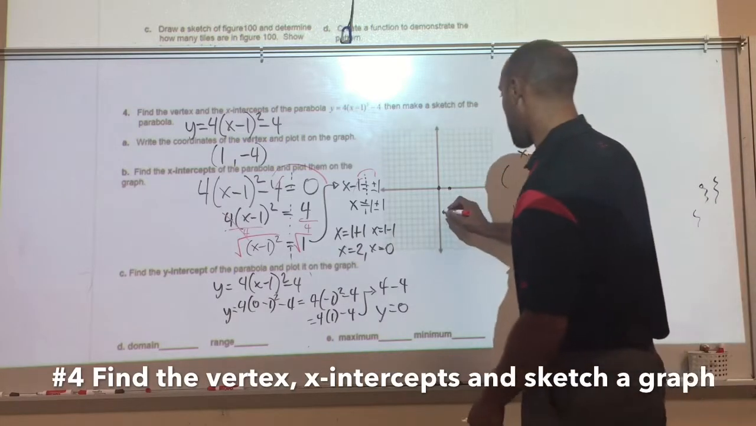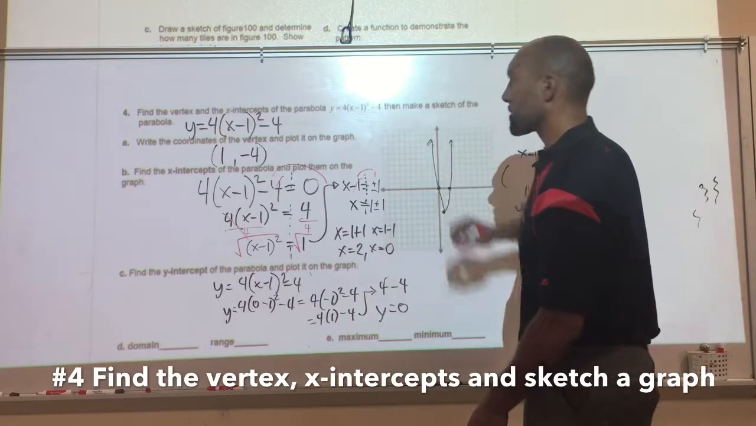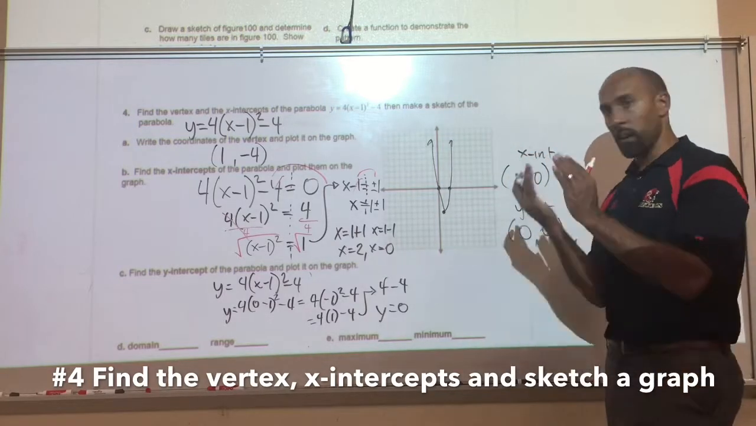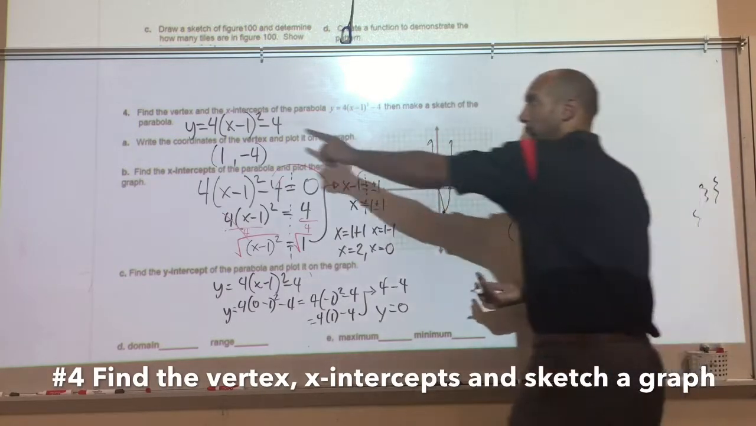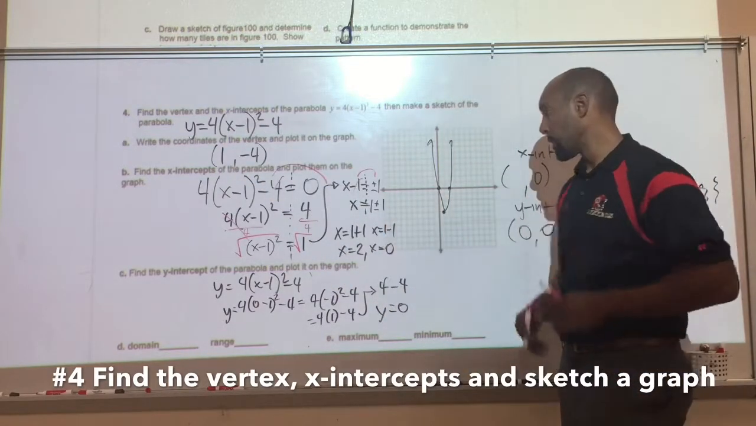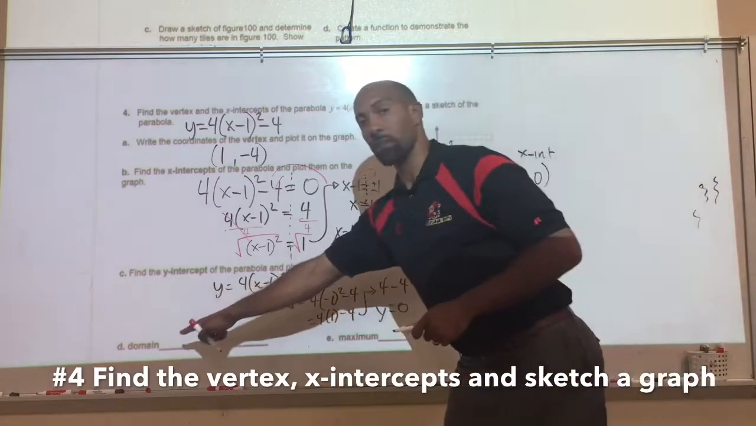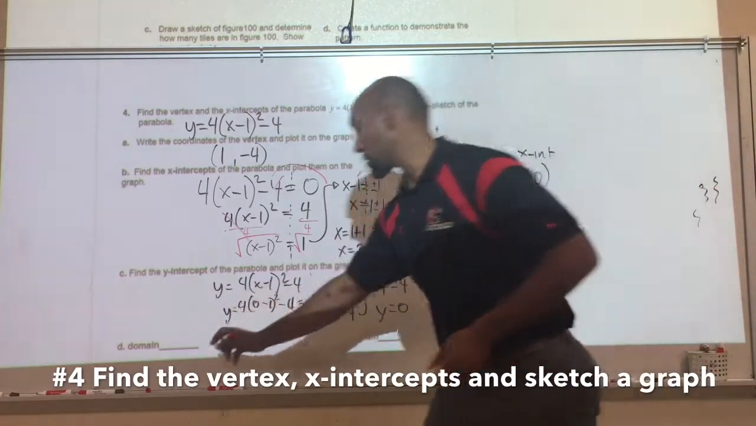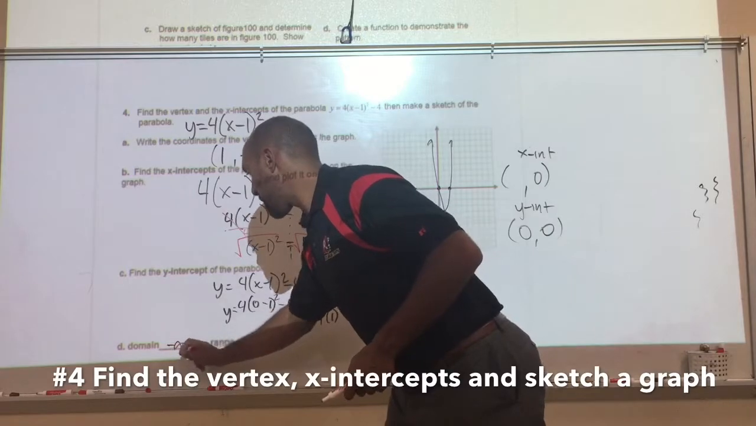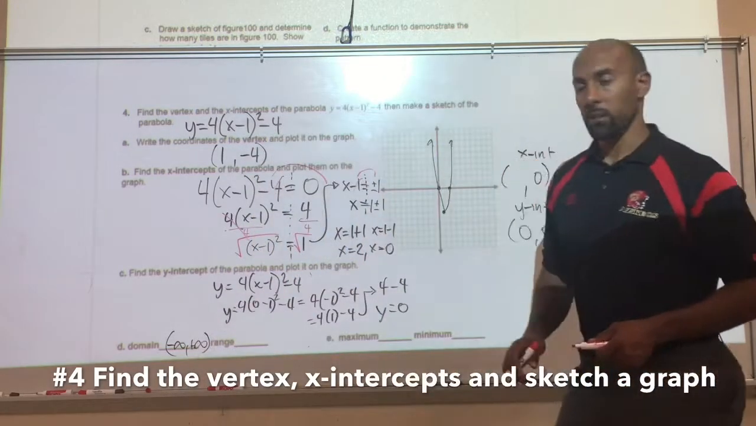So now I'm just going to go ahead and make my graph. If you notice, it's really skinny, right? It's really narrow. Why is that? Because we have a 4 in the front. Remember, if it's a bigger number, it's going to get skinnier. Okay? Now, the last part is domain and range. Remember what I told you about domain? It's always the same. It's always negative infinity to positive infinity, with parentheses.